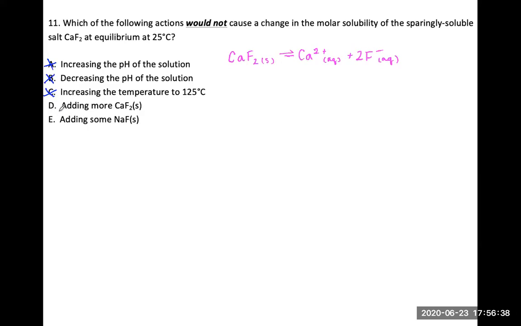And then we can look at D, adding in more calcium fluoride. And this is a really tempting answer. But if we remember, this is an equilibrium that depends on the presence of aqueous calcium ions and on the presence of aqueous fluoride ions. It doesn't depend on how much of the solid we have around, as long as we have some. So because this is a solid, it's not going to shift our equilibrium at all if we change how much of it there is. Okay, so this would have no effect. So it seems like it would be the right answer.